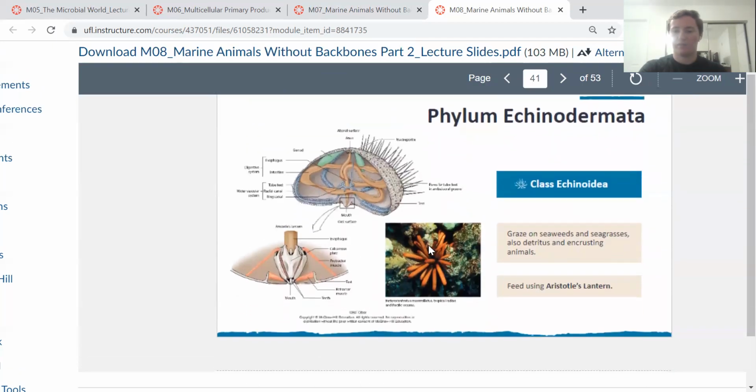And I believe that is talked about on the next slide. Yep, right here. And you can kind of see a really good example of what the Aristotle's lantern is here. And this was actually described by Aristotle, which is cool. I've seen these in person. These are pencil urchins. They're really cool. They do not hurt because I accidentally bumped into one while diving without realizing it. But pencil urchins are really awesome.